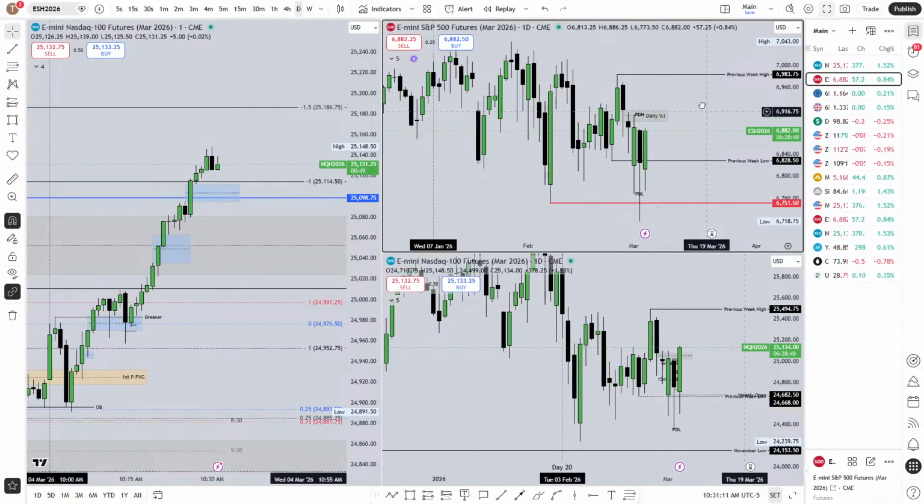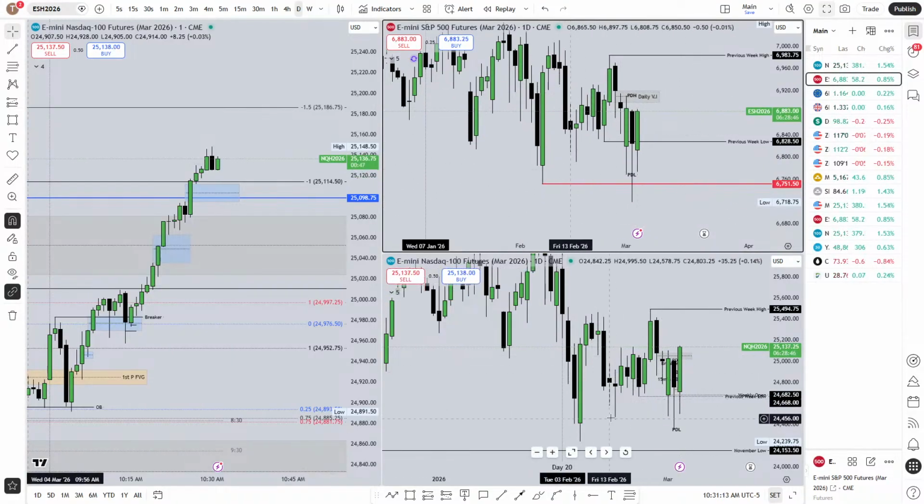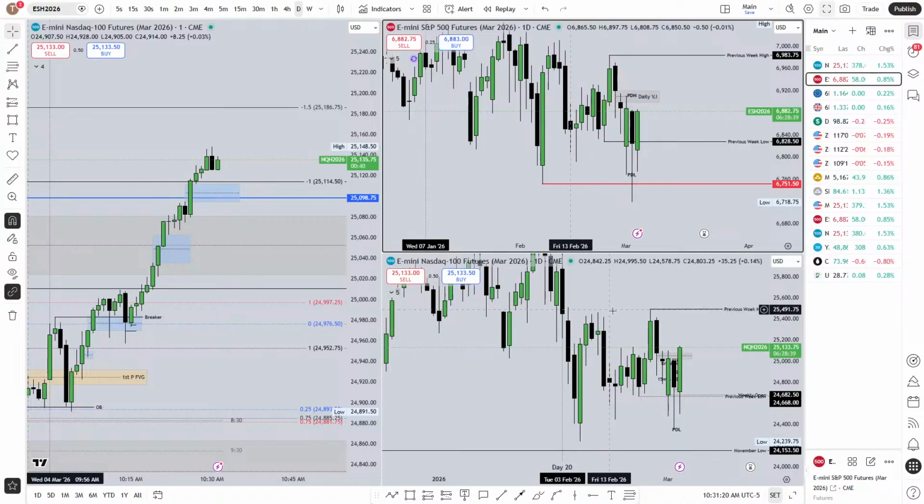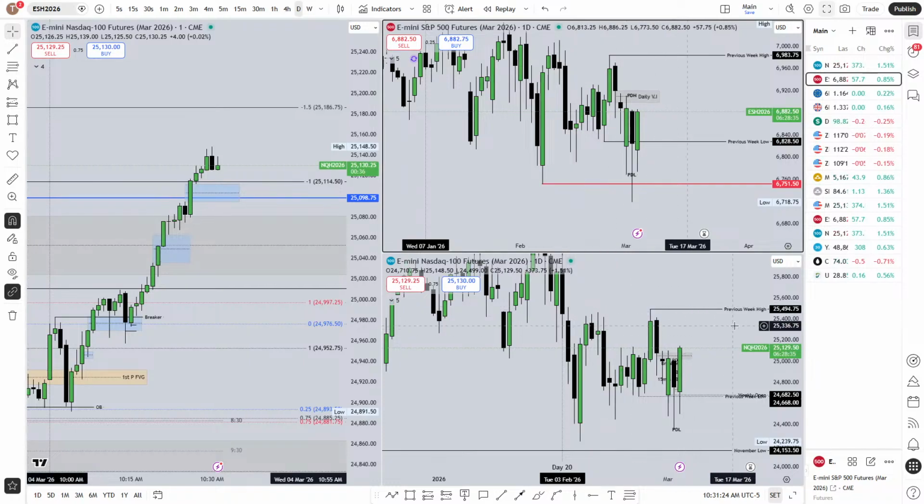SMT at the lows right here. Sell side swept on NQ right here. Swing right here. Relative equal highs up here. Yeah, I'm bullish on indices for the time being based on what we've gotten so far this week.